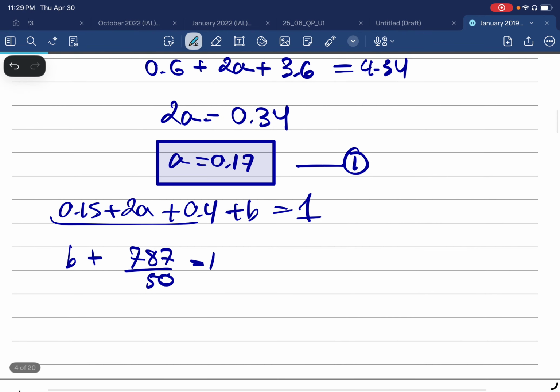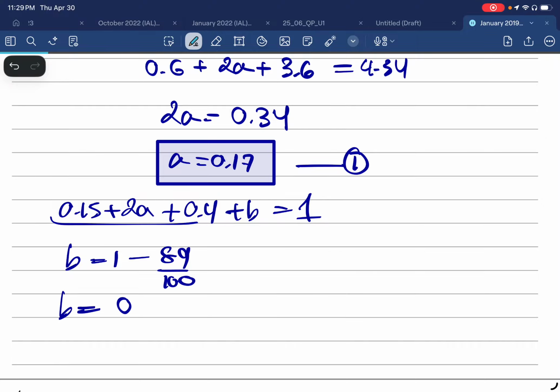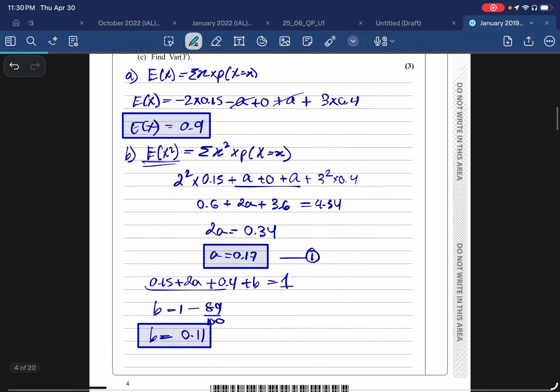And I think I made a little mistake, because what you get is minus 2 times 0.17 plus 0.15 plus 0.4. Yep, so the mistake was 89 by 100, and you're going to get an answer of 0.1. That is your answer of b.